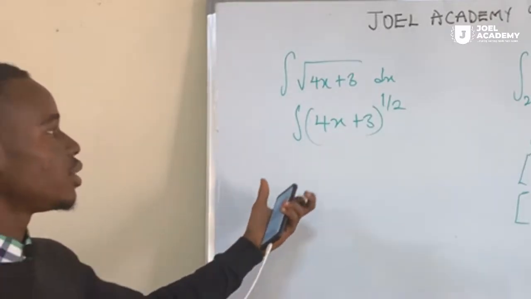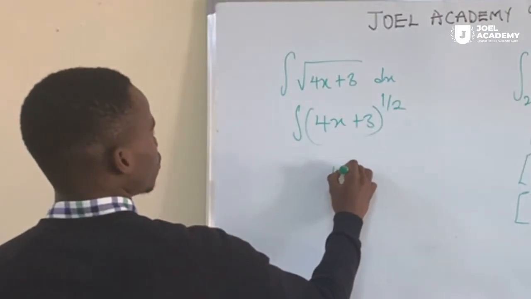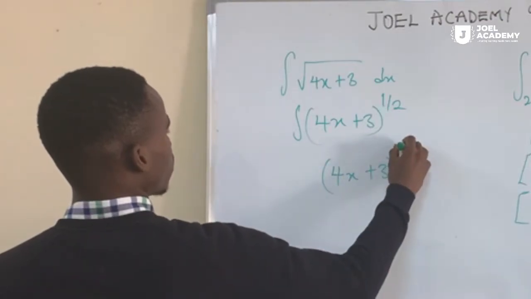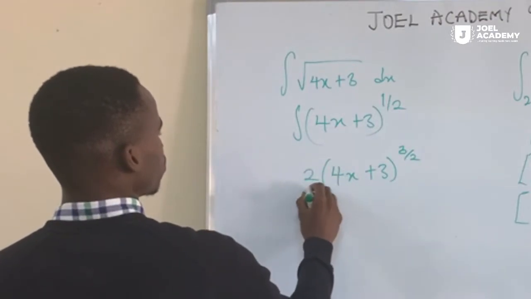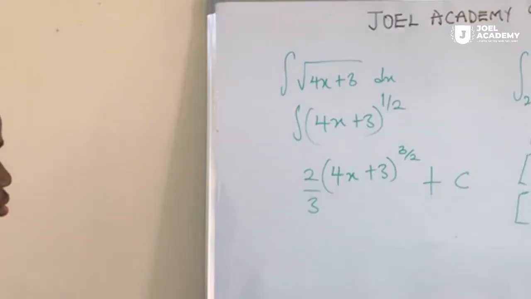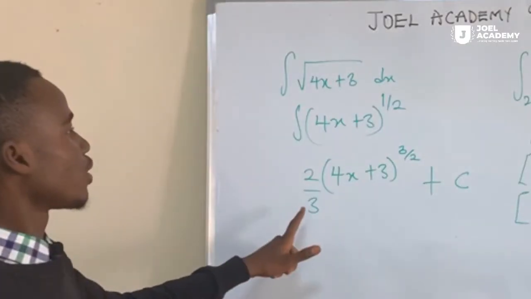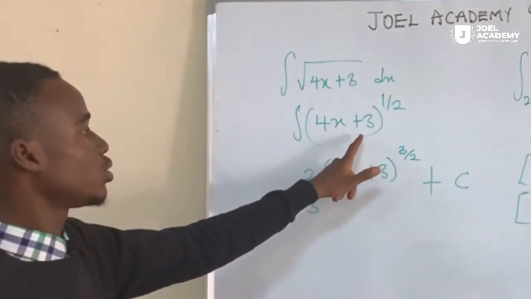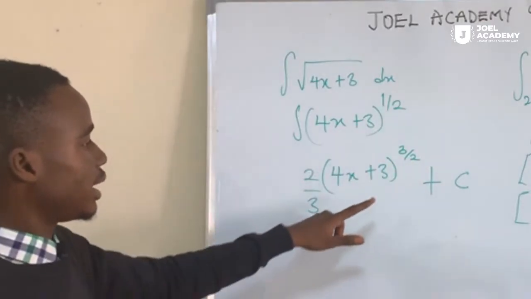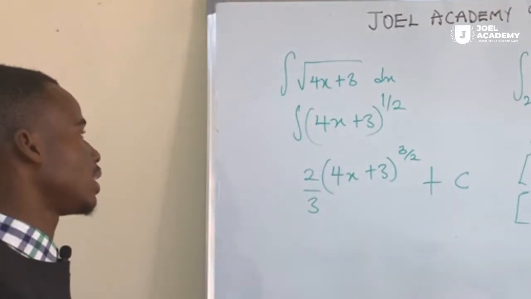So it is still a function of a function integral. So what you just do is: 4x plus 3, add 1 to the power, you have 3 over 2, and then you have 2 over 3, plus c. Let me break it down. Rewrite this as this. Add 1 to this power, you have 3 over 2. You still have this as your x, but then you interchange the fraction. So 3 over 2 becomes 2 over 3, and that becomes our final answer.